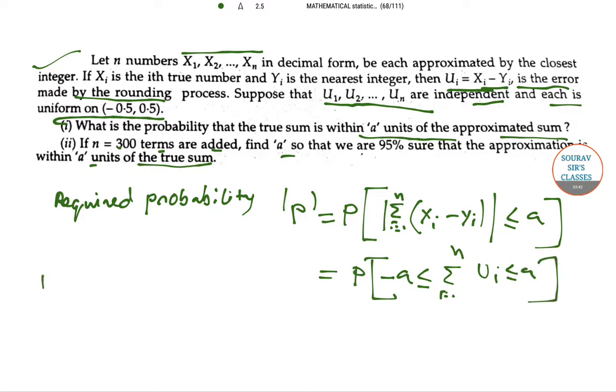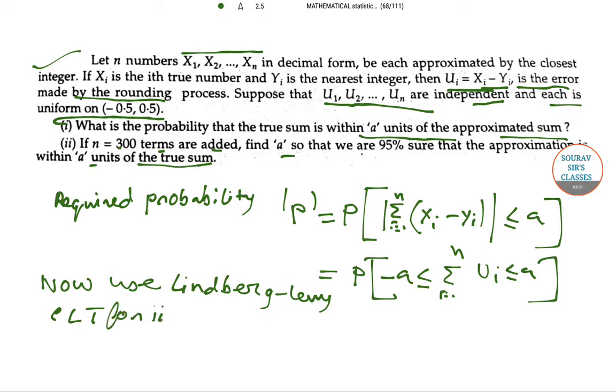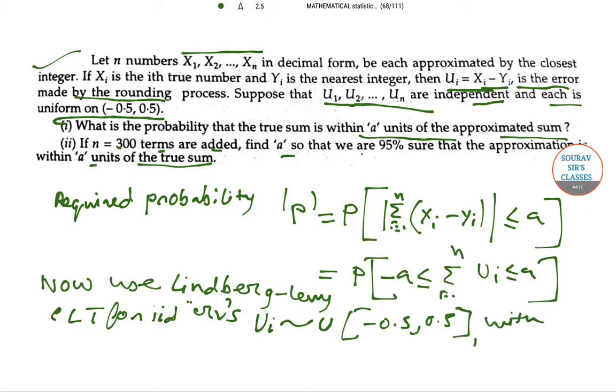So now we use the Lindeberg-Levy CLT for identical and independent distributions: the random variables ui are uniform on minus 0.5, 0.5, with expectation of ui equals 0 and variance of ui equals 1/12.